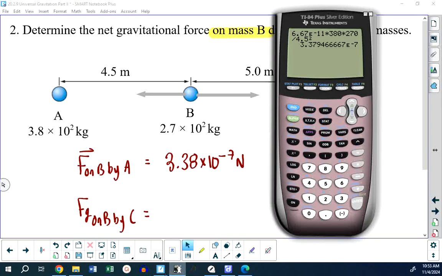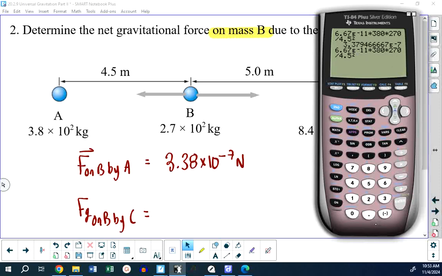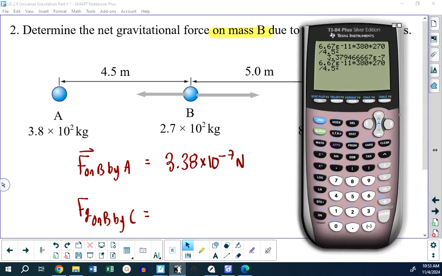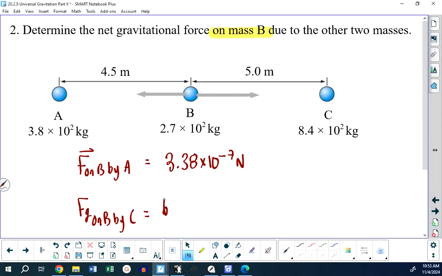And when I do the same thing for the force of gravity between B and C, it's 270 times 840, I think. And instead of being divided by 4.5, it's divided by 5.0. Yeah. It's not twice as great, but it's significantly larger. 6.05 times 10 to the negative 7.